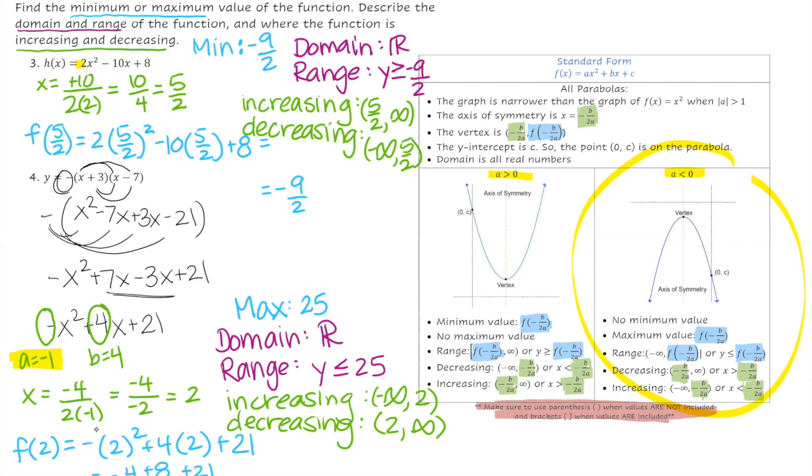All right, so this is key features of different parabolas. That chart might be helpful for you, but make sure you find those 2 key x and y values.